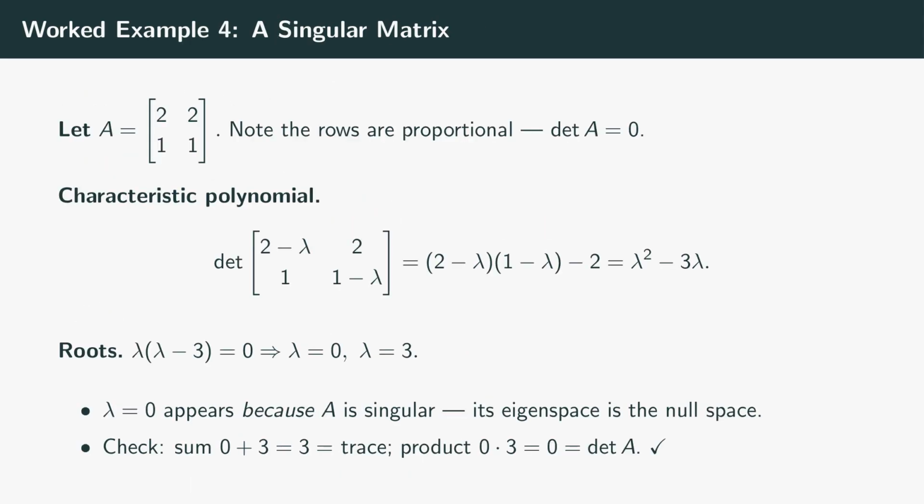One more worked example to see a zero eigenvalue in action. Take the matrix with 2, 2 on top and 1, 1 on the bottom. Notice the top row is just twice the bottom row, so the rows are proportional and the determinant is 0. This is a singular matrix.